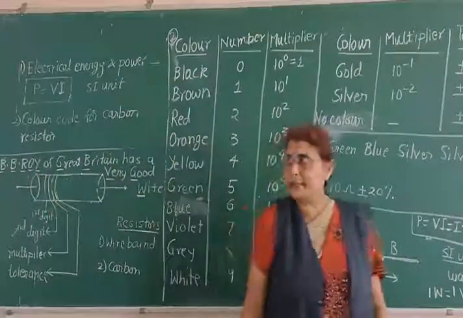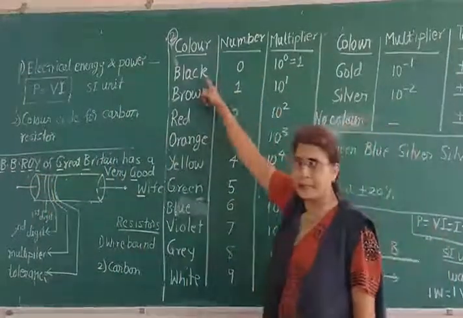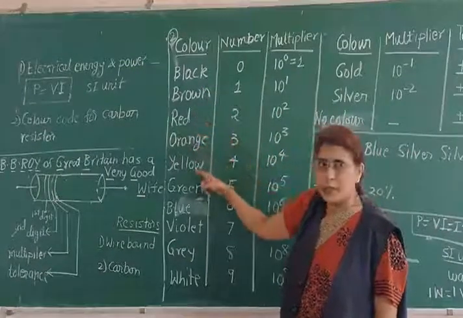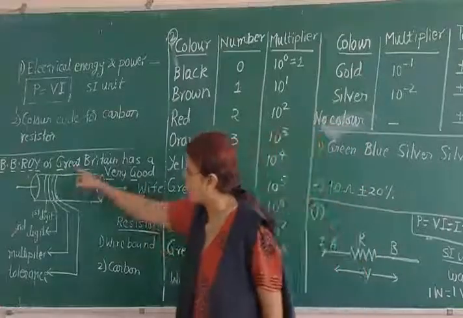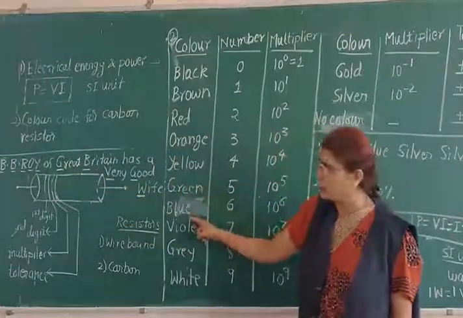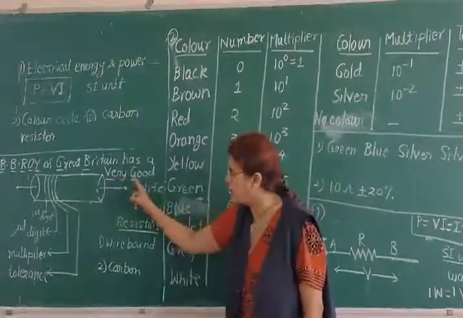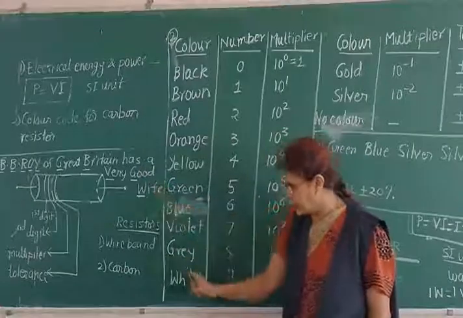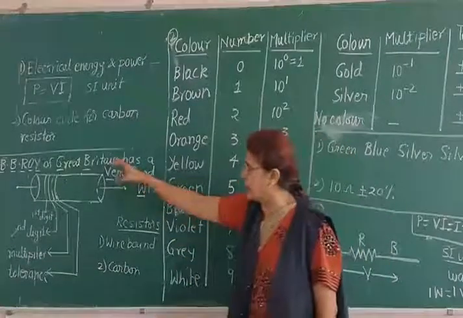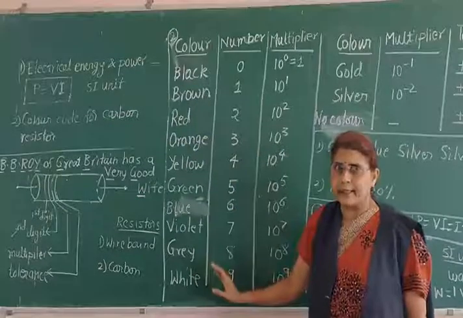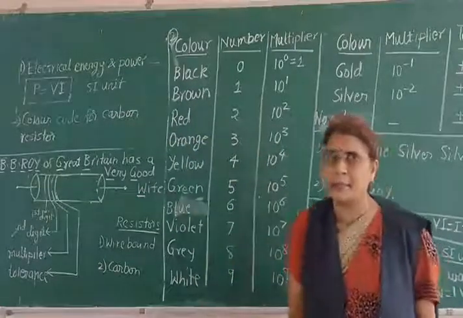So I have written here. B stands first one for black, then brown. R, O, Y, red, orange, yellow. Then of Great Britain, G and B. This is green and this is blue. Has a very good wife. B is violet, G is grey, W is white. So this is all. This sentence, if you remember, you can write all these 10 colors at a time. So this sentence you can remember as a memory tip.